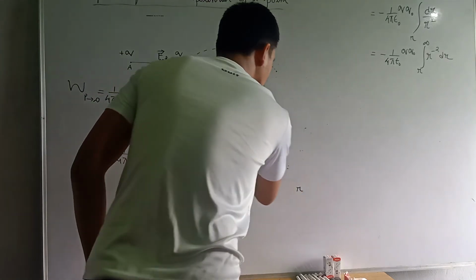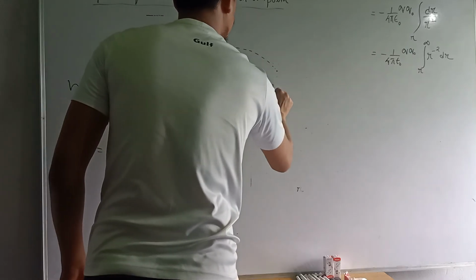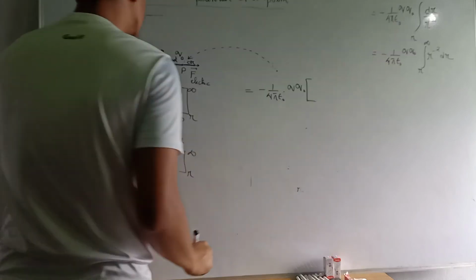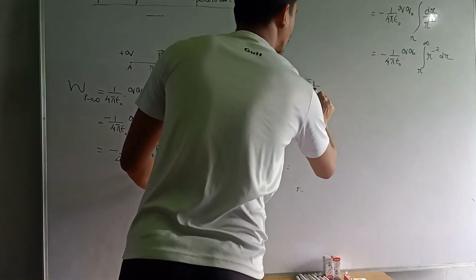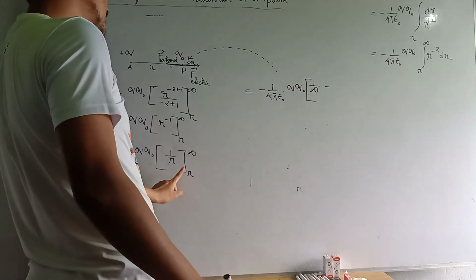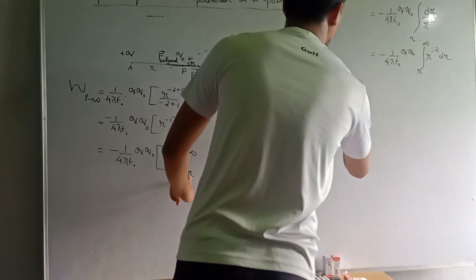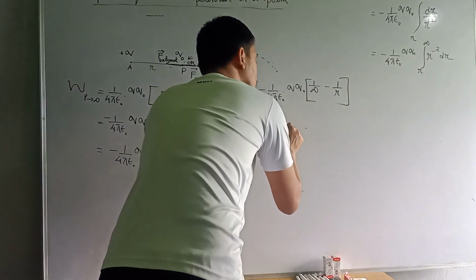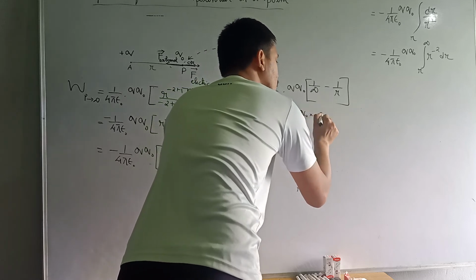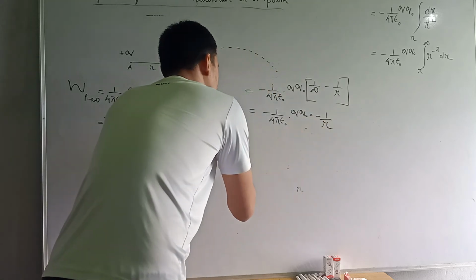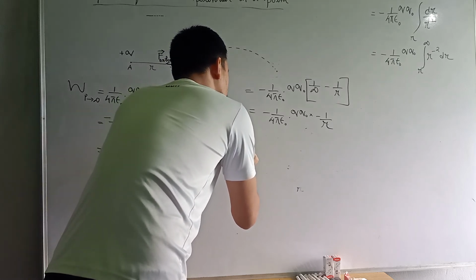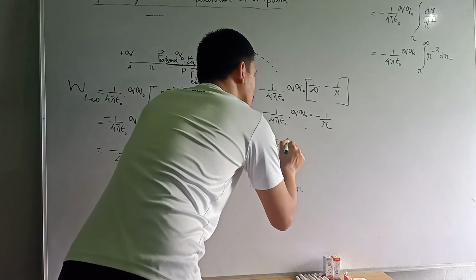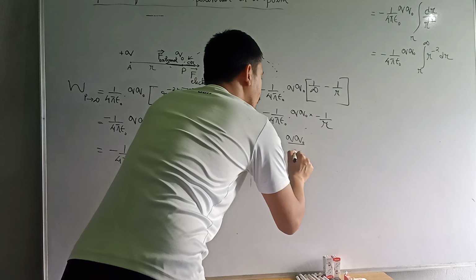Now this is equal to minus 1 by 4 pi epsilon naught into q naught. Now we substitute the upper limit, which is infinity, so 1 by infinity, minus we substitute the lower limit in place of r, so same, 1 by r. Since 1 by infinity is 0, we have minus 1 by 4 pi epsilon naught into q naught times minus 1 by r again. So the work done in taking the test charge from p to infinity is given by minus plus, so 1 upon 4 pi epsilon naught into q naught upon r.